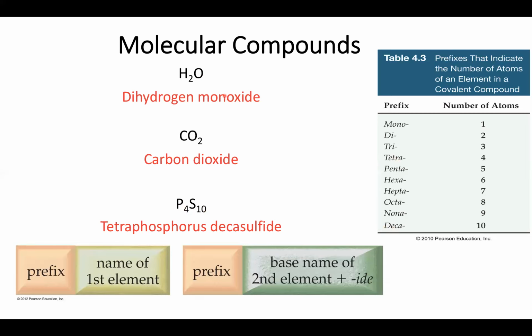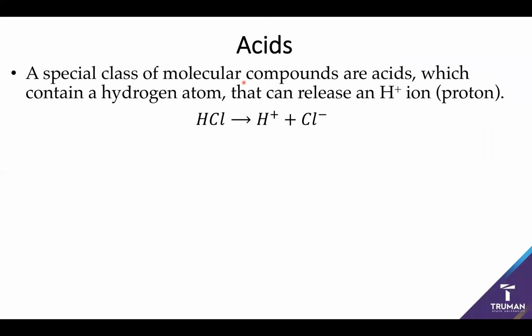However, there is a special class of molecules we're going to be using a fair bit of that is important to note because they have a slightly different nomenclature, and that's going to be our acids. So first we need to kind of define what an acid is. So when push comes to shove, what an acid really is, it's a molecule that contains a hydrogen atom that can be released as a proton.